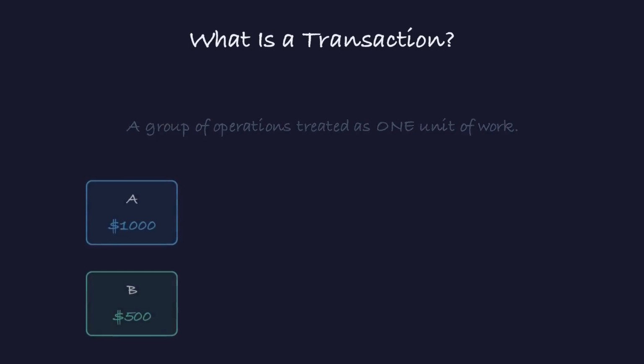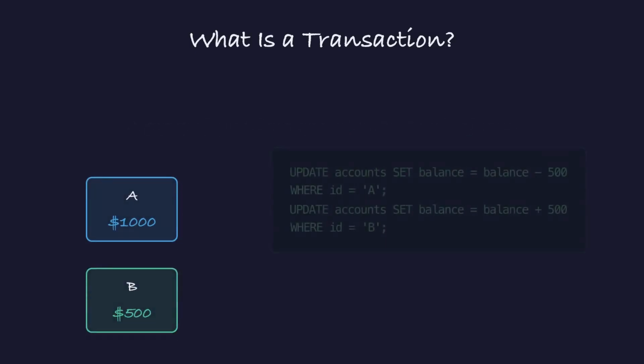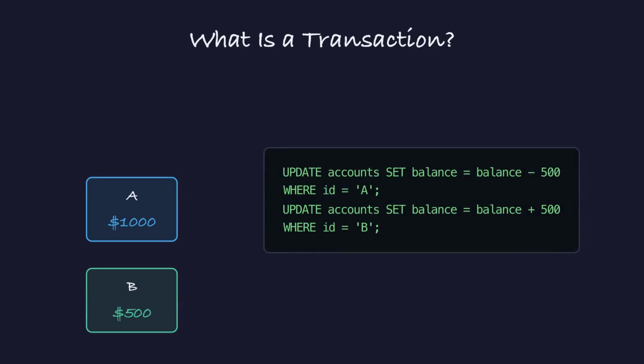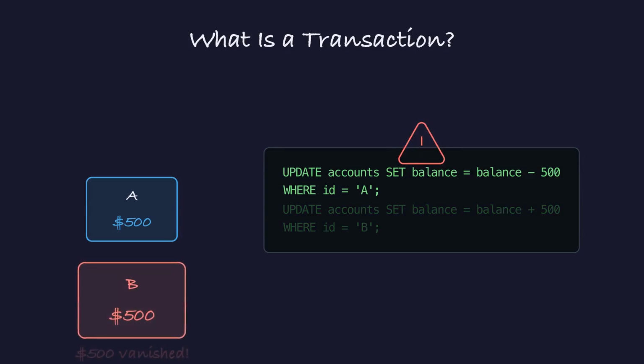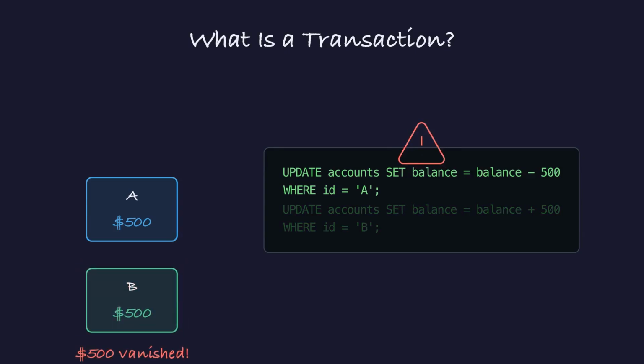Take a bank transfer. Moving $500 from account A to account B, at the database level, that's actually 2 operations. Now, what if the first one succeeds, but the server crashes before the second runs? Account A is down $500. Account B got nothing. The money just vanished.